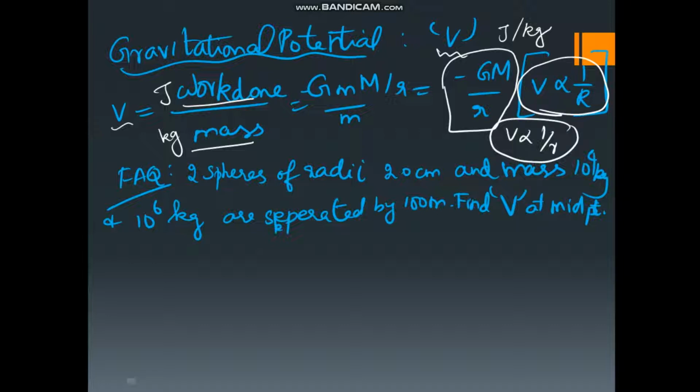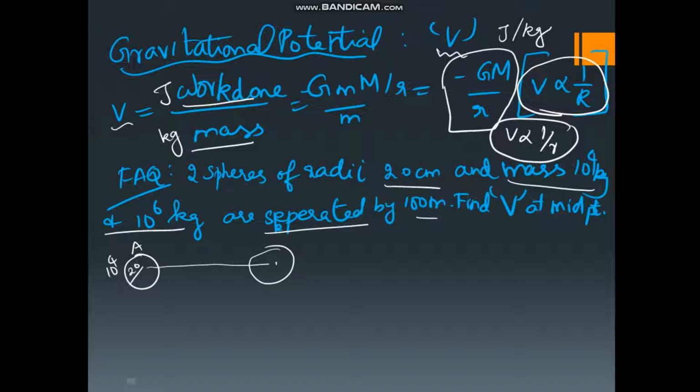Two spheres of radii 20 cm and masses 10 power 4 kg and 10 power 6 kg are separated by 100 meter. So the first sphere A has mass 10 power 4 kg and radius 20 cm. It is separated from another sphere of radius 20 cm but mass 10 power 6 kg, let it be B. It is separated by 100 meter. Find the potential at the midpoint, that is 50 meter from this sphere and 50 meter from the other sphere.